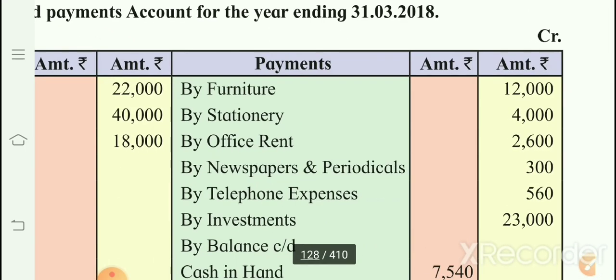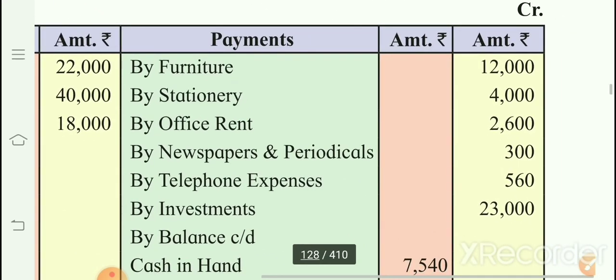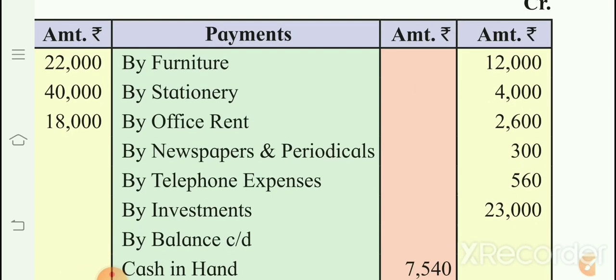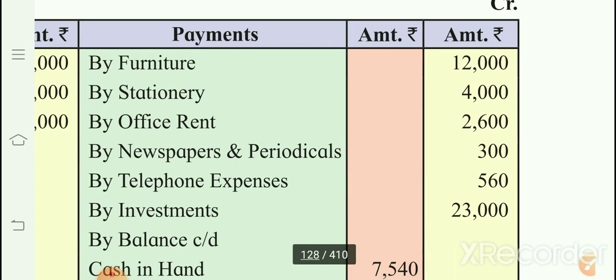Then payment side. First item, buy furniture. It's the asset for the business, hence will be recorded on asset side of balance sheet. Its amount will be written on inner column as there is the adjustment. Next is stationery. It's the expenditure for the business, hence it will be recorded on expenditure side of income and expenditure account, that is on debit side. By office rent, rupees 2600, it will be written to debit side of income and expenditure account, that is the expenditure side.